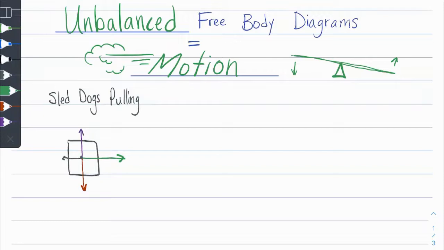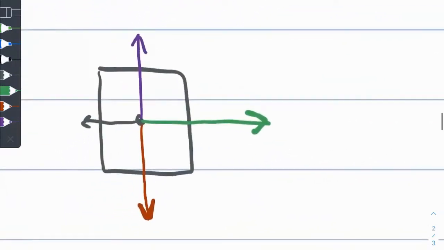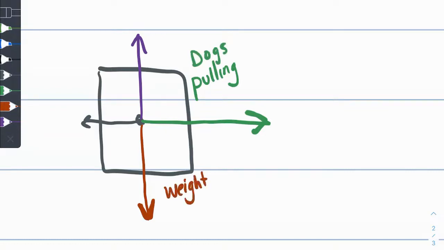So let's review the names of these different forces, because whenever we draw a free body diagram, we need to label the arrows. You can't just leave it looking like this, because I wouldn't know if you understand what each arrow represents. Remember, the green arrow is the pulling by the dogs. We could say the dogs pulling. The red arrow is the weight of the sled. You can imagine if this was even bigger, then the dogs would have to pull harder and harder to overcome that weight. The backwards arrow is just the friction.